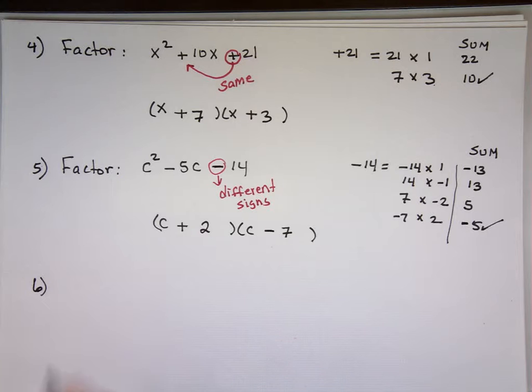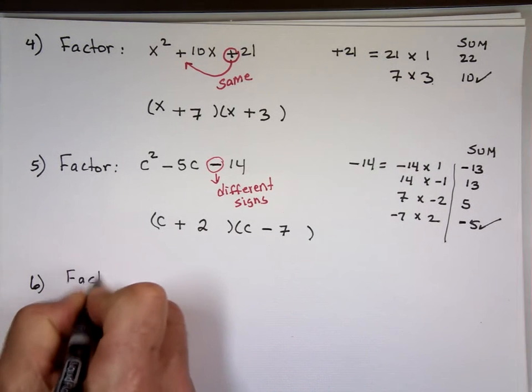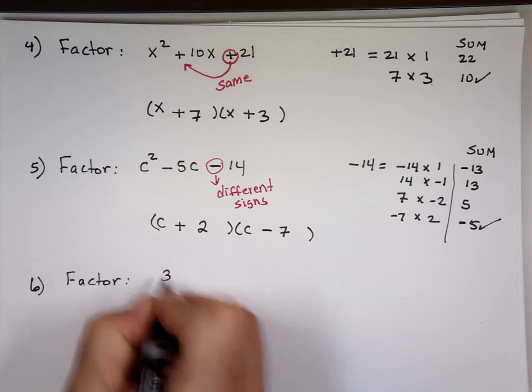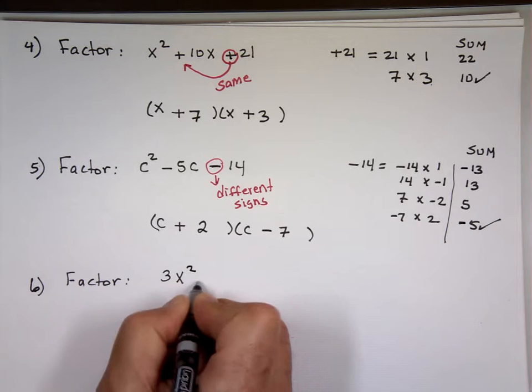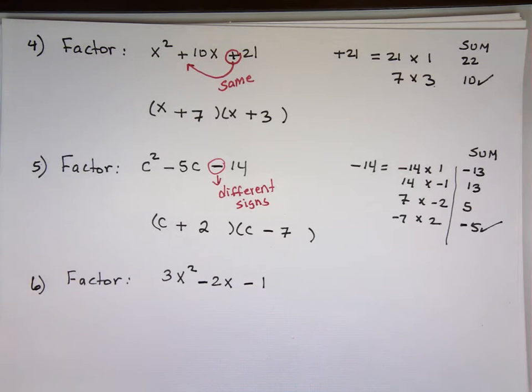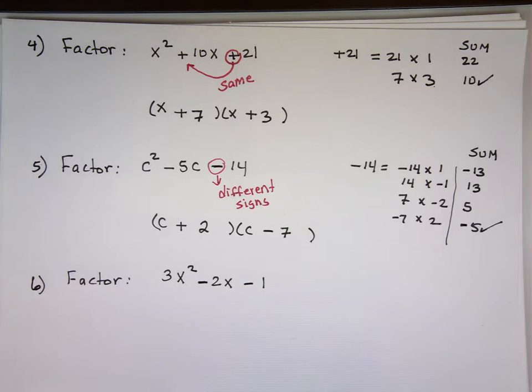Factor completely. 3x squared minus 2x minus 1. Notice this number is not a 1, which makes it not fun, because we have to use the trial and error method. Guessing game, basically.